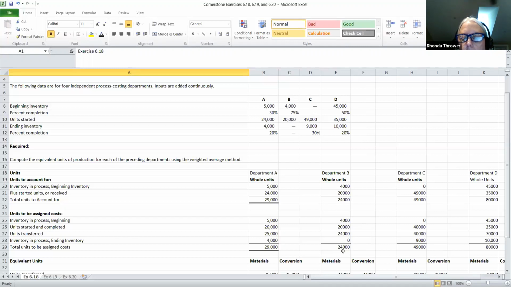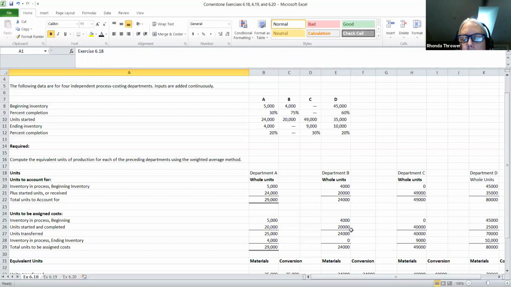So we know that the total units to be assigned cost are 24,000, and we know that we have 4,000 in beginning inventory. And we also know from this, see these blanks here, that the ending inventory was 0. So if you plug in the ending inventory as 0, then you know that you can work backwards to find your units transferred for Department B, which has to be the same as the total units to account for because there was no ending inventory. Then you can work backwards to determine what you started and completed. 24,000 minus 4,000 leaves you with 20,000 units that are started and completed.